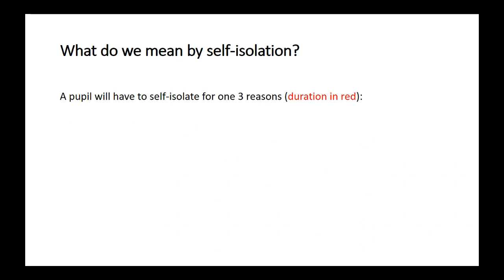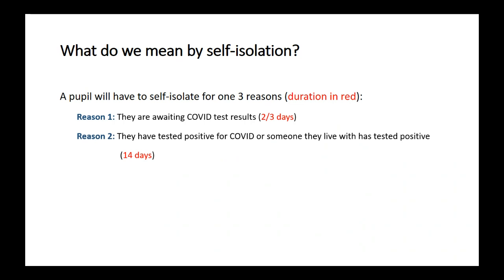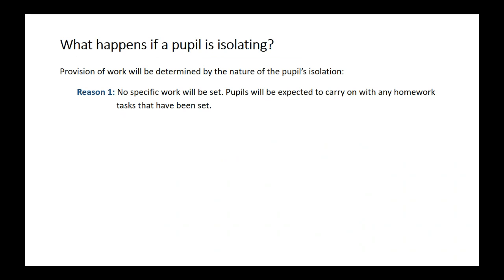Well, that's when a student must stay at home for a specified period of time, and this will happen for one of three reasons. The first reason is if they're awaiting COVID test results because they've displayed symptoms. Typically, this should be only for 2 to 3 days, hopefully. The second reason is if they have tested positive for COVID or someone they live with has tested positive. In this case, they will have to stay at home for 14 days as an individual. The third reason, and what the main part of this presentation is about, is when a member of their year group has tested positive. In this case, the whole year group will stay at home for 14 days.